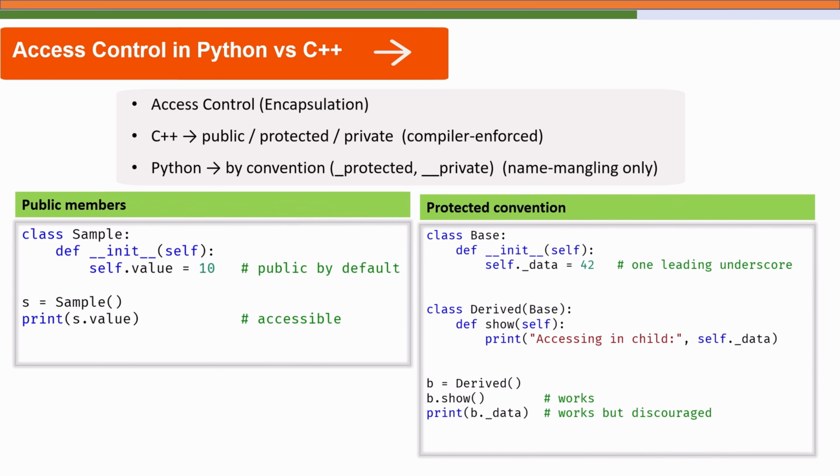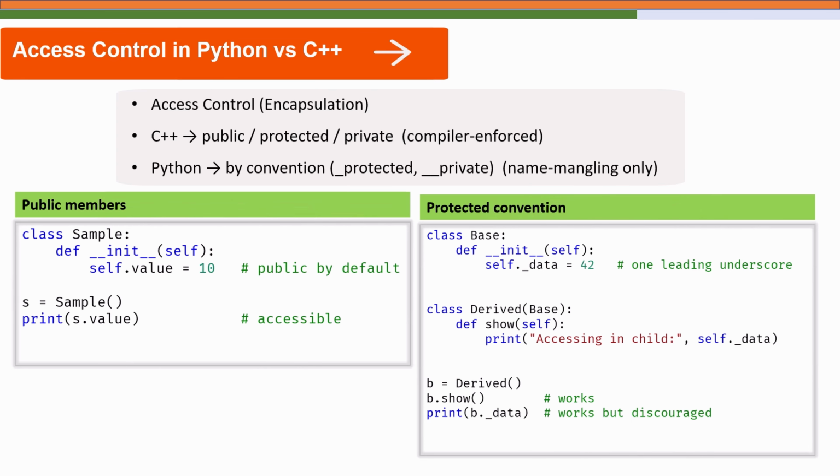In C++, the compiler enforces this through explicit keywords like public, protected, and private. In Python, there is no compiler-level enforcement. Instead, Python relies on developer conventions and a simple name mangling mechanism. Every attribute in Python is public by default. You can read or modify it directly. The philosophy is we are all responsible adults, so Python trusts the programmer, and there is no need to write public as in C++. A single underscore, that is _data, signals protected intent.